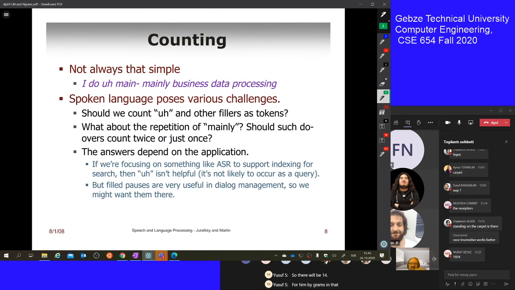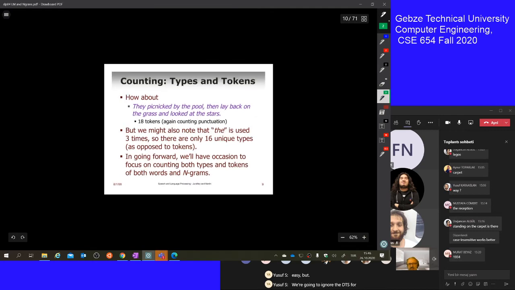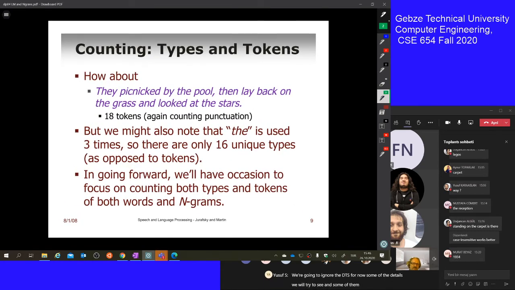Of course, there are many problems with this. For example, this is for written English or Turkish only. If you are talking about spoken language, like when I talk in Turkish or in English, I keep repeating the same word over and over again. As you see, I repeat the same phrases over and over again. It is not easy to make these calculations, but we are going to deal with nicely written sentences. I will not deal with this kind of spoken English or Turkish. Counting is not that easy, but we are going to ignore the details for now. Some of the details we will try to see, and some of them we won't.